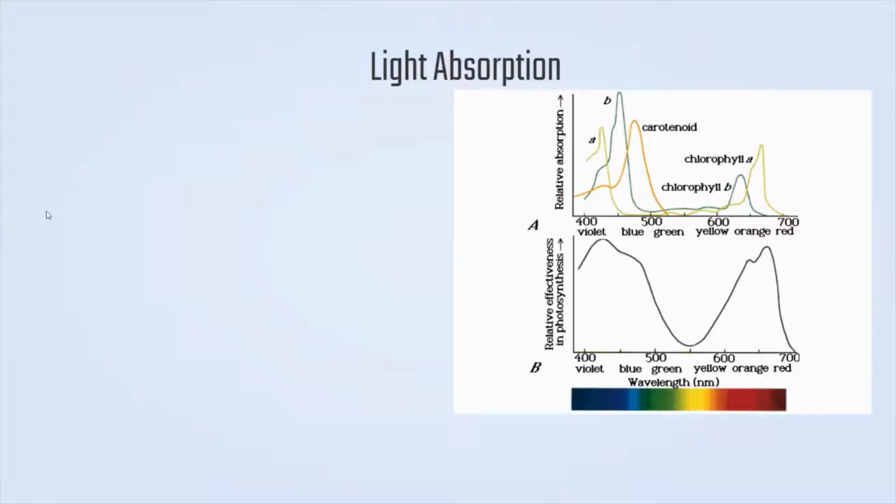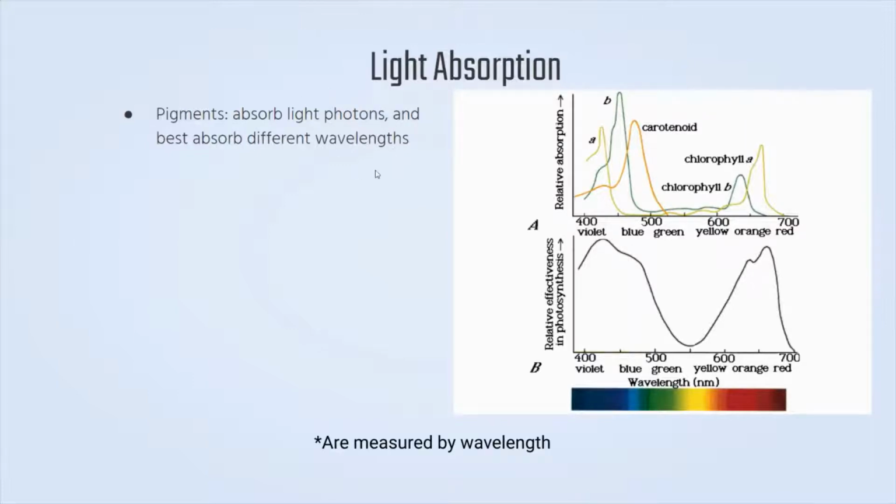So now let's talk about light absorption and how plants are actually able to use light energy. Pigments are things that are able to absorb light photons, and they best absorb different wavelengths of light, usually shown through nanometers. So light is both a wave and a particle, and these particles come in the form of photons, and the waves come in the form of wavelengths.